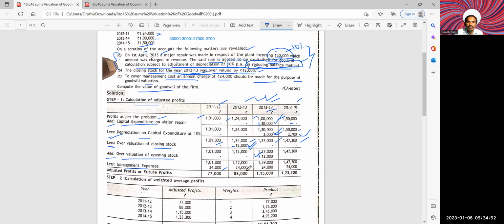Management expenses 24,000 are subtracted each year, giving 77,000, 88,000, 1,15,000, 1,23,300.